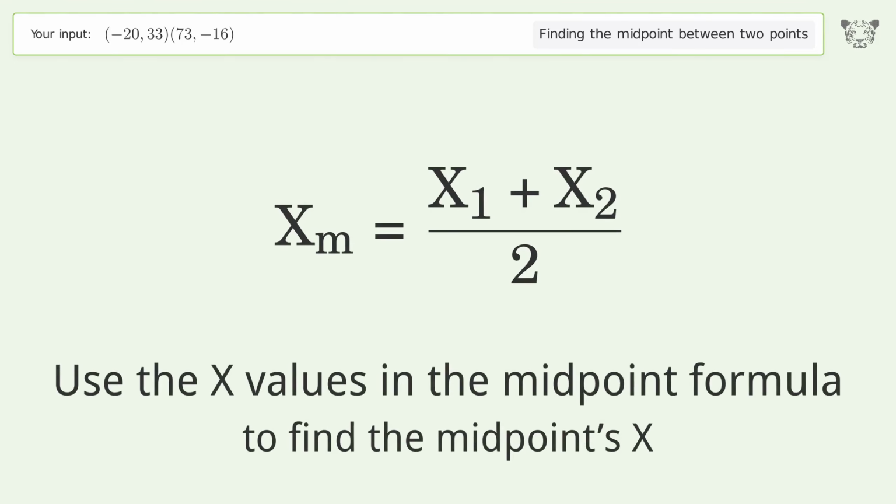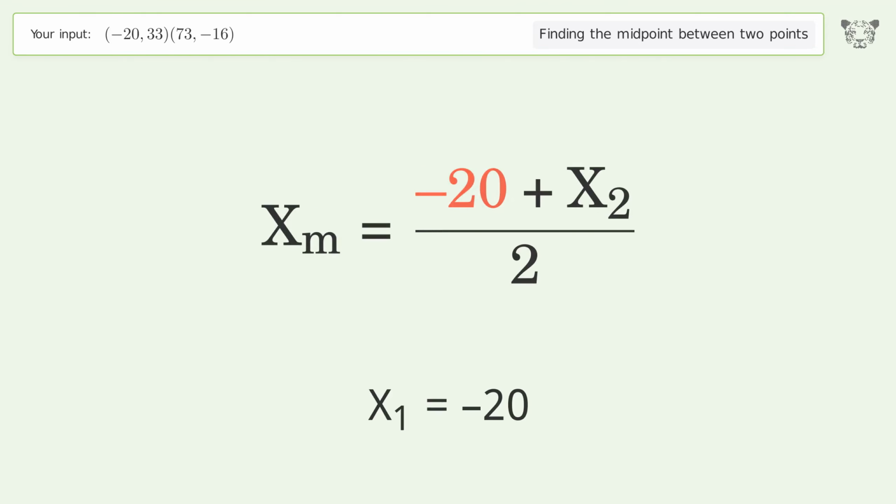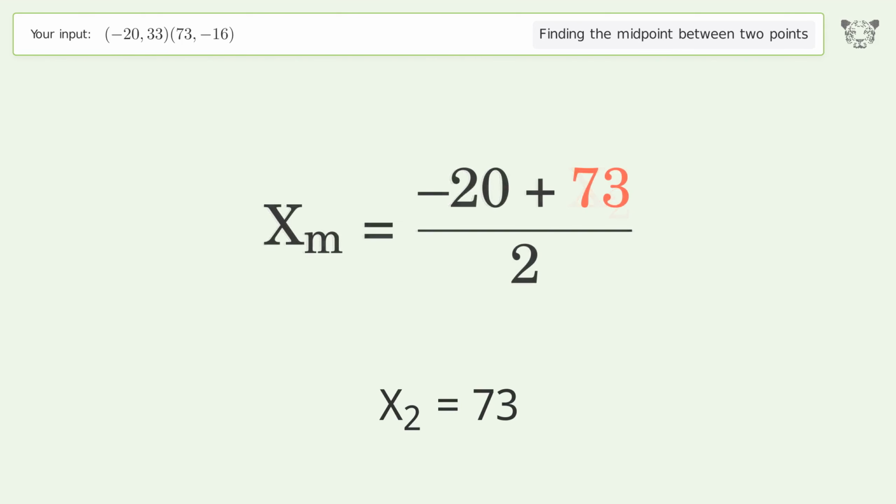Use the x values in the midpoint formula to find the midpoint's x. x1 equals -20. x2 equals 73. Simplify the arithmetic.